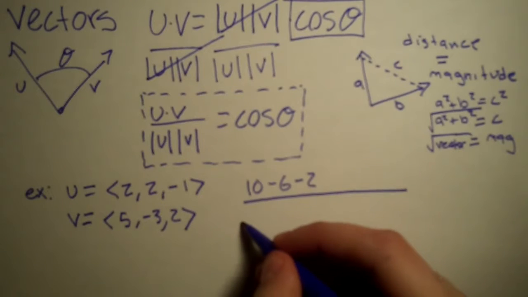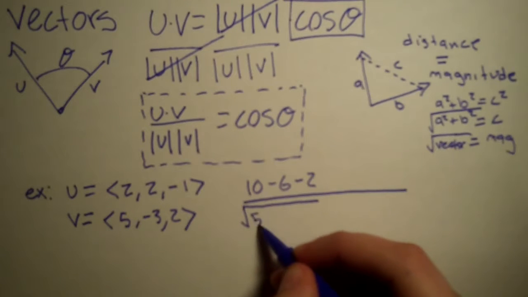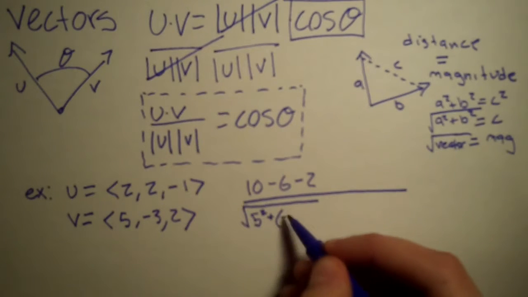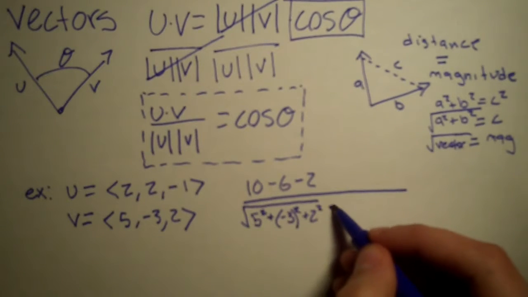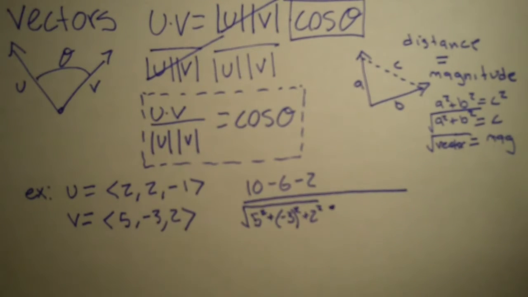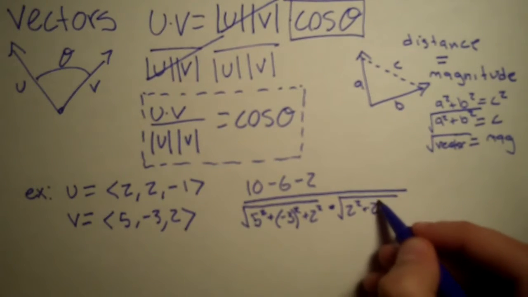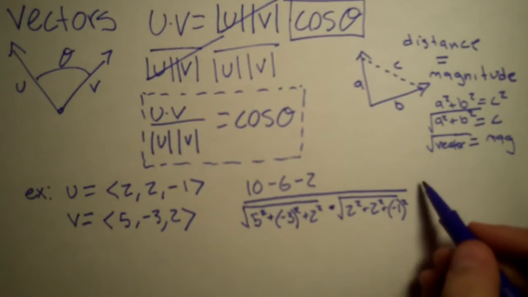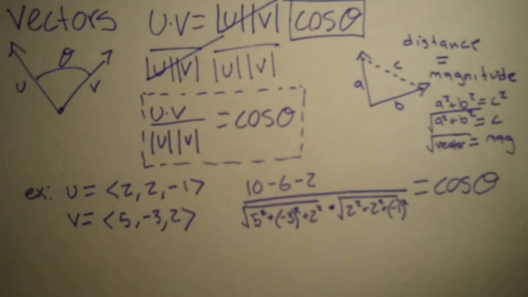So when you take the square root of the first vector, let's use v for example, we do 5 squared plus negative 3 squared plus 2 squared. Multiplied by, don't forget that these are multiplied, not added, the square root of 2 squared plus 2 squared plus negative 1 squared equals cosine theta. Now, all we need to do is simplify this.